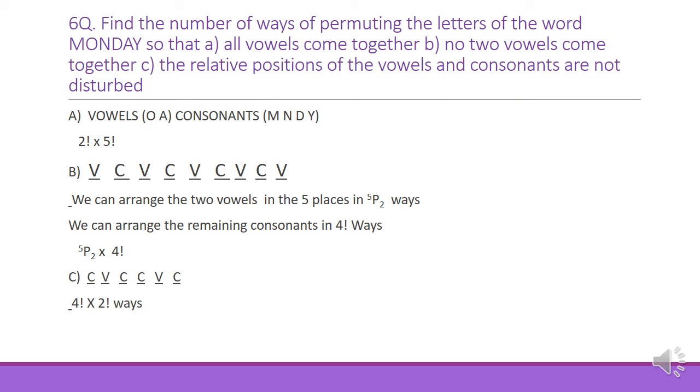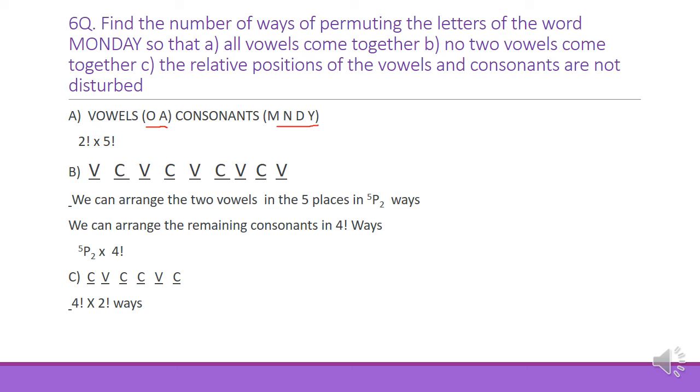Find the number of ways of permutating the letters of the word Monday so that A, all vowels come together, B, no two vowels come together, and C, the relative positions of the vowels and consonants are not disturbed. Here, Monday has two vowels, O and A, and four consonants, M, N, D and Y.